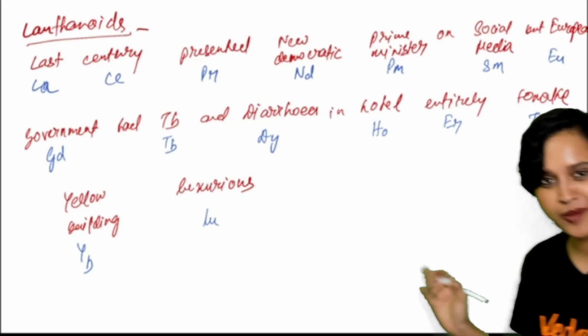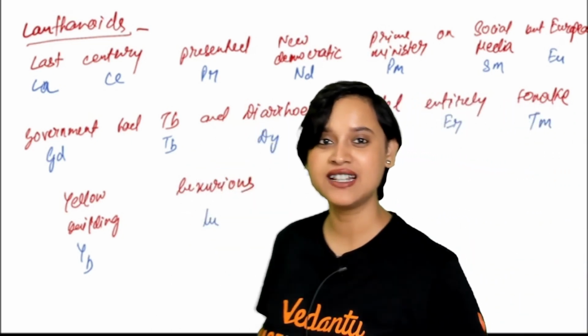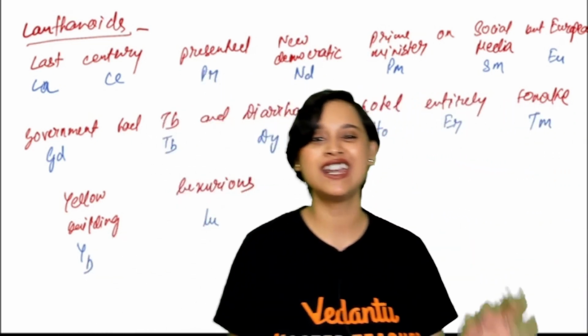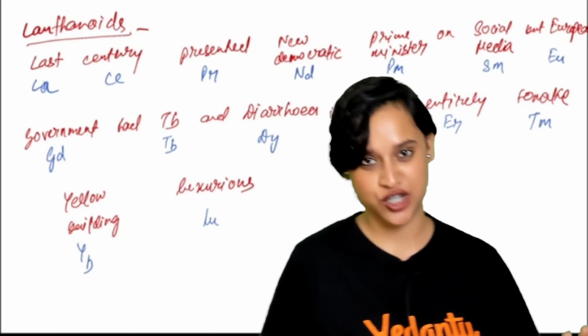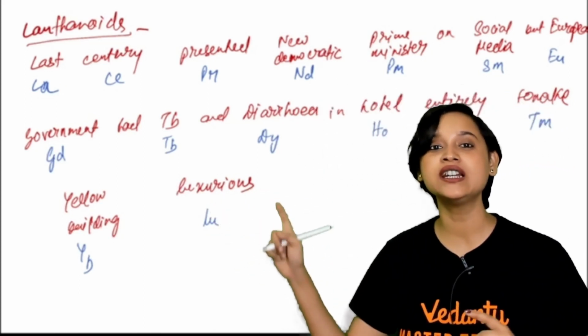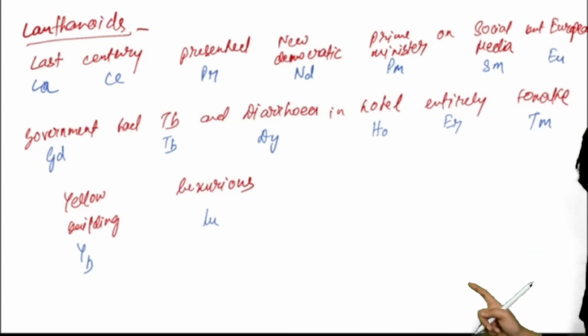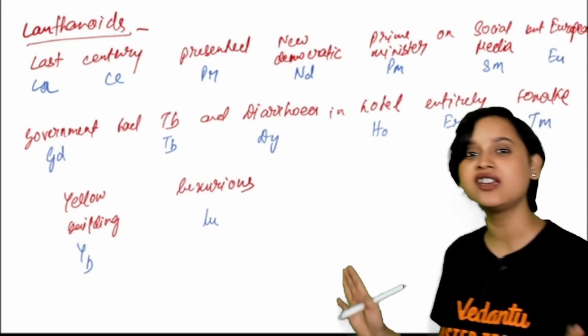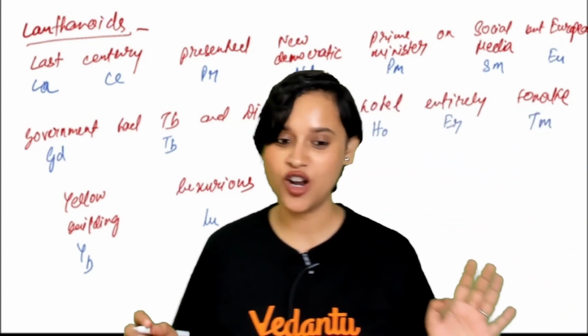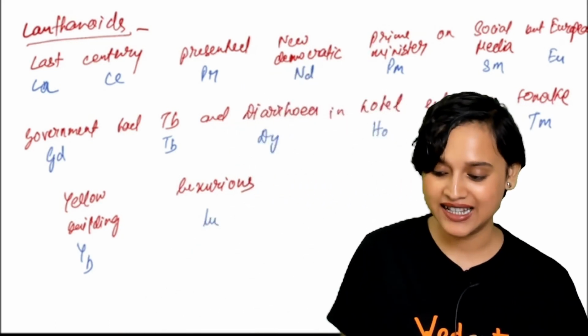All right, can you all remember this? Last century presented new democratic PM on social media, but European government had TB and diarrhea entirely to make yellow buildings luxurious. All right, everybody. Yes, guys, cool, got it.